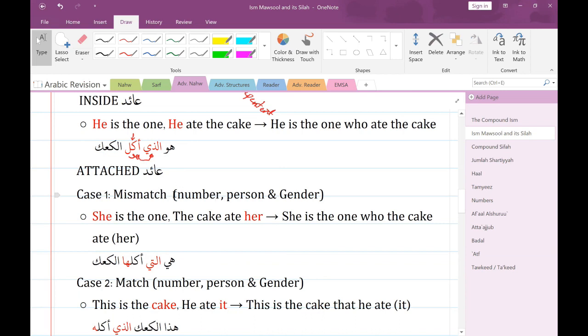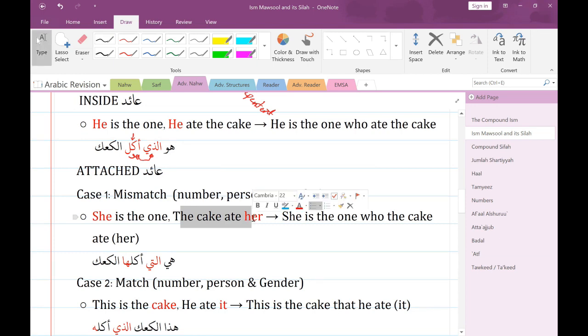So when we say mismatch, we mean there's a mismatch in number, person, and gender. It could be all of them, it could be one of them, it could be two of them. And by person, we mean third person, second person, first person. We know that Ism Mawsool is always going to be third person. So if the a'id is not third person, like second person or first person, then you know there's automatically a mismatch there. For example, if I say, she is the one, the cake ate her.